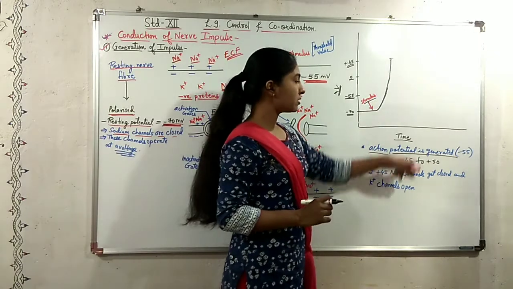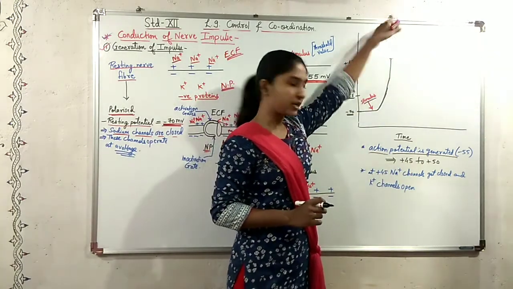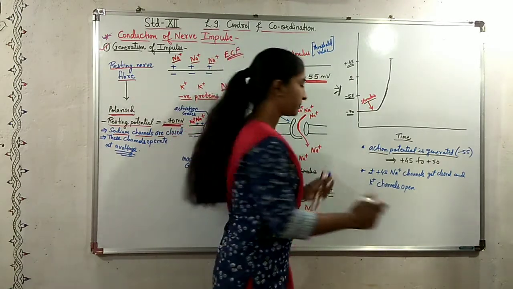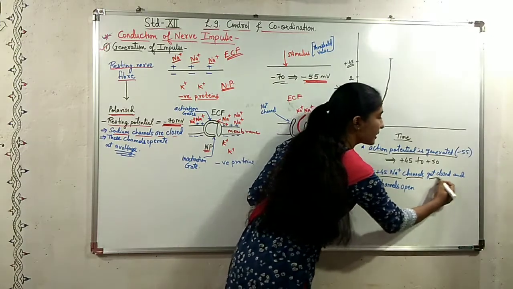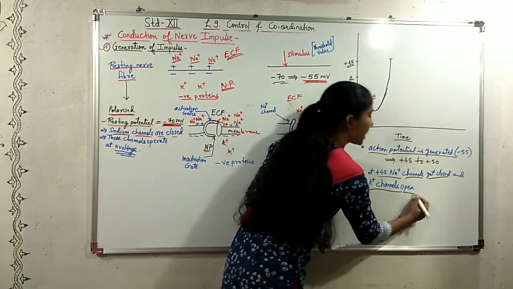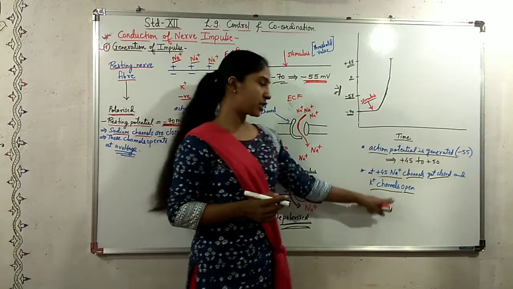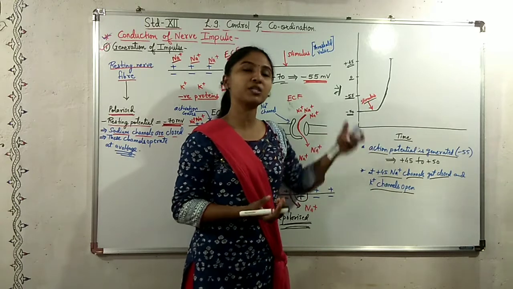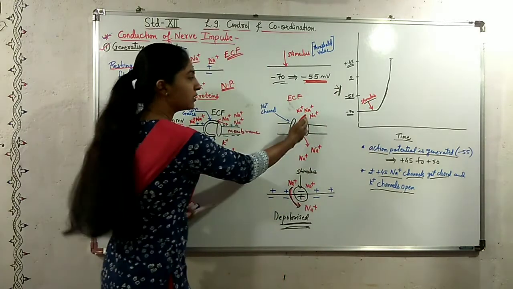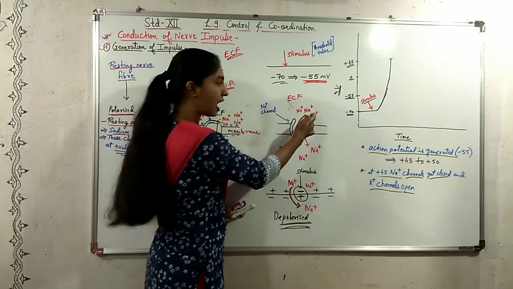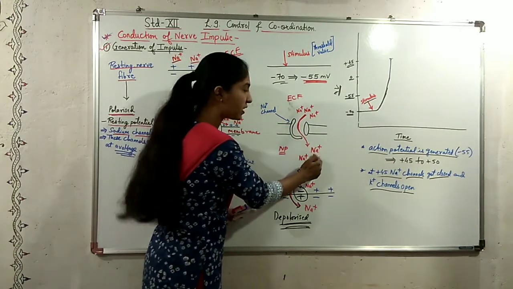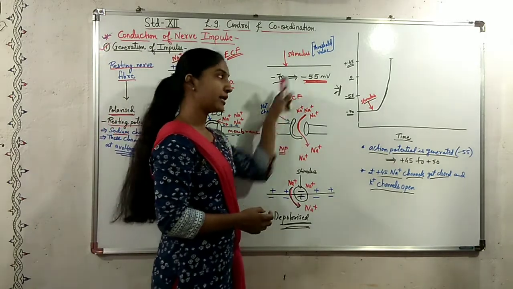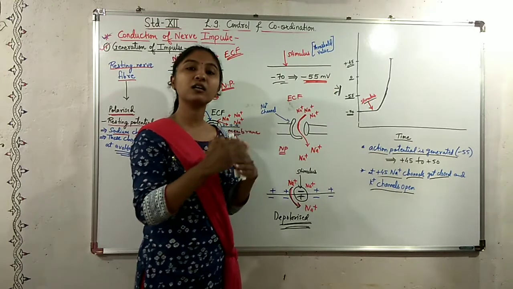And from this plus 45 to 50, at that time what happens? The sodium channels slowly close down, and the potassium channels open. Now these potassium channels open to pump the potassium ions outside. While the sodium gates allowed the sodium ions to move inside, the potassium gates pump the potassium ions outside to balance the charge.